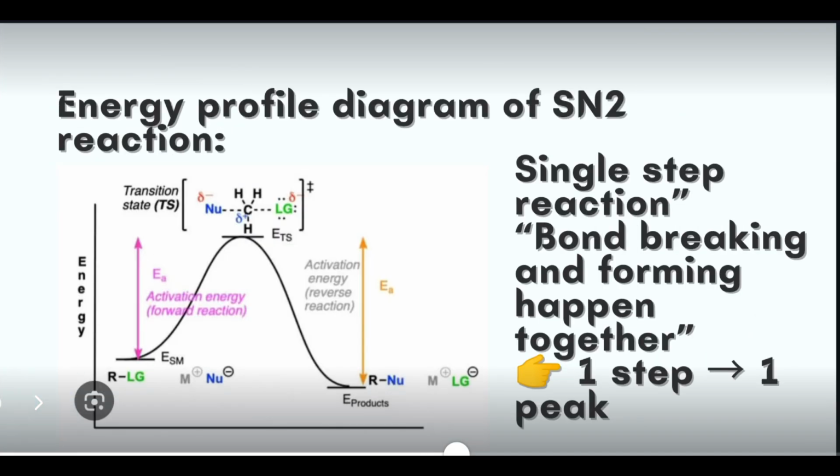Now we'll see the energy profile diagram of the SN2 reaction. See here, we see a single peak. Because it is a single step reaction, bond breaking and forming happen together. So one step is equal to one peak.